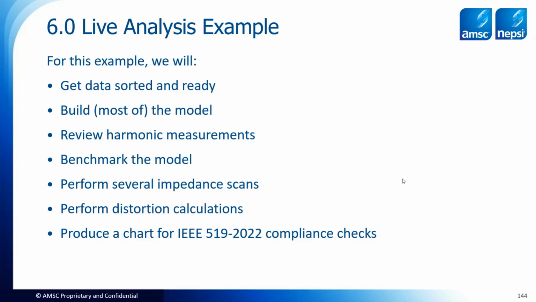Then we're going to review some harmonic measurements. From those measurements, we're going to develop some current injections, and we're going to benchmark our model and make sure it's performing well. Then we're going to look at some impedance scans that I've talked about and see how they inform us about what's going on with our data and our system. We'll perform some distortion calculations, some THD, and then at the end produce a chart that shows IEEE 519 compliance checks.